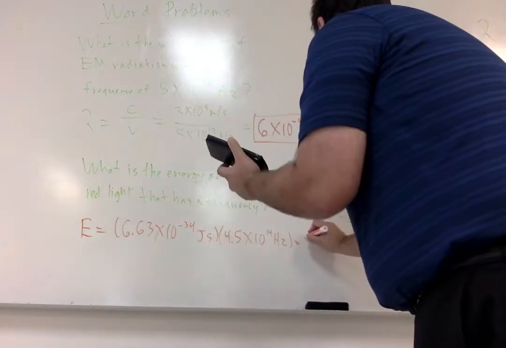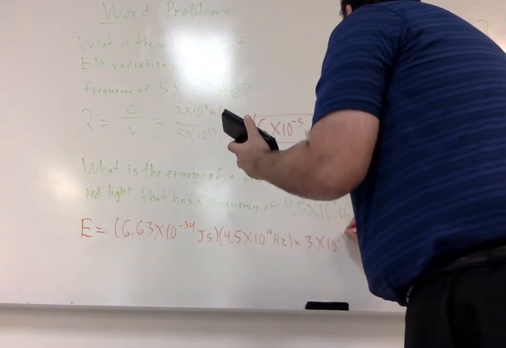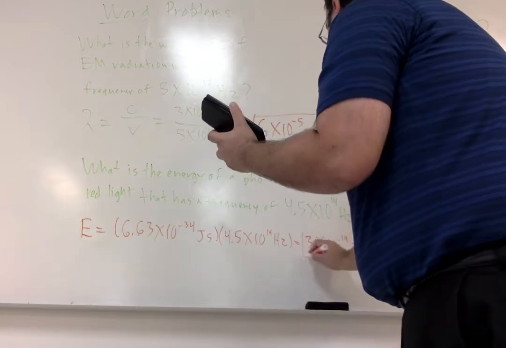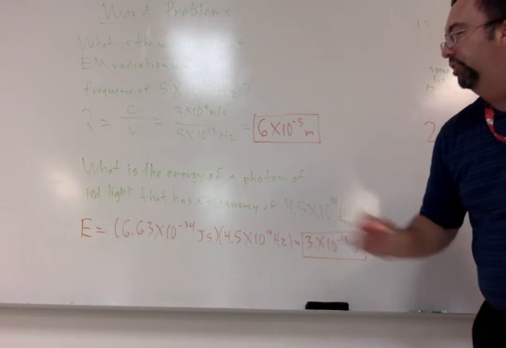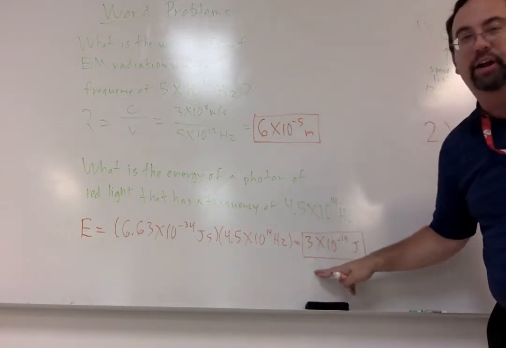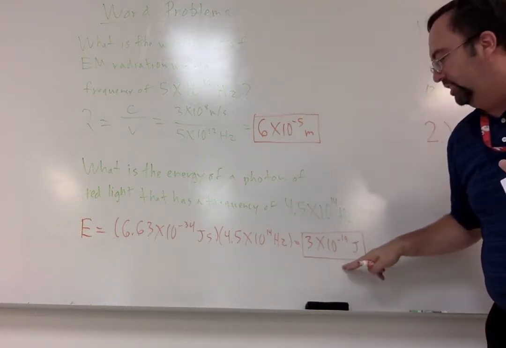So this is going to be 3 times 10 to the minus 19 joules. And so we've now calculated the energy for this photon of red light. So the answer here is 3 times 10 to the minus 19 joules.